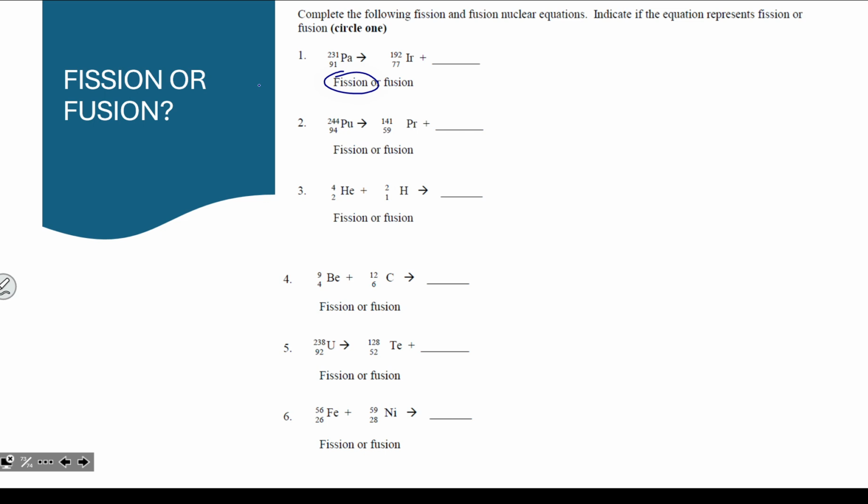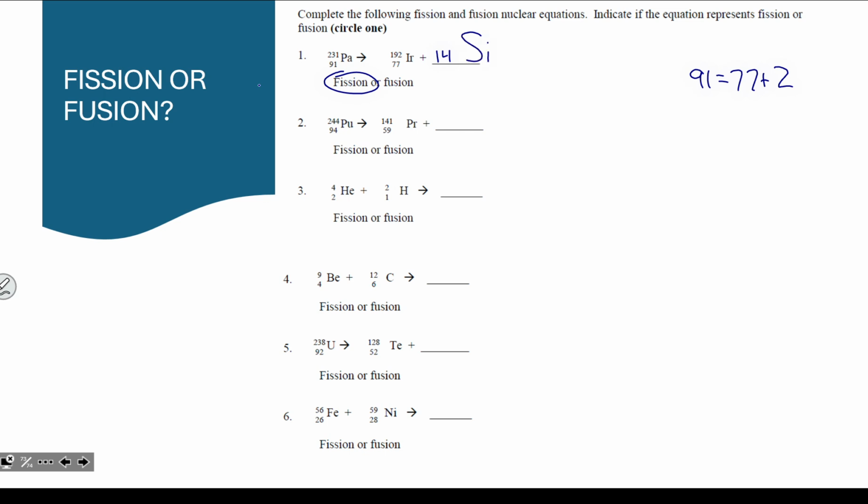Now, this is going to be very similar to our alpha and beta because our numbers have to add up. We're assuming that there are no byproducts like neutrons or protons or anything like this. Okay, so we're going to keep it simple. This means that for my atomic number, 91 on the left has got to be equal to 77 plus some other number. If I do the math on that one, I should have an atomic number of 14, which means silicon.